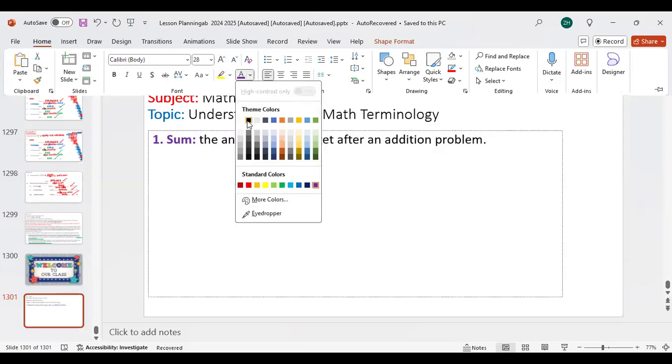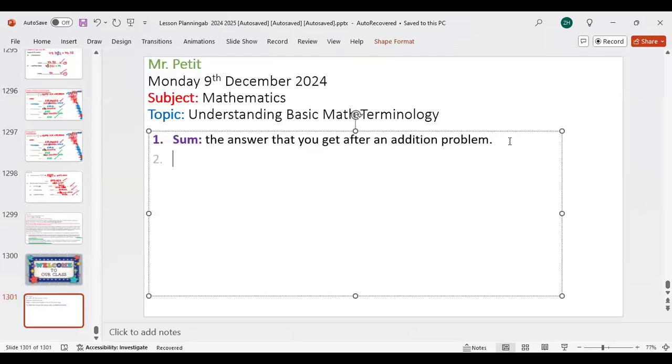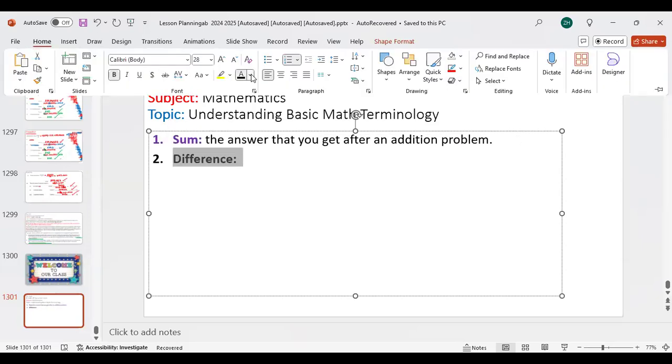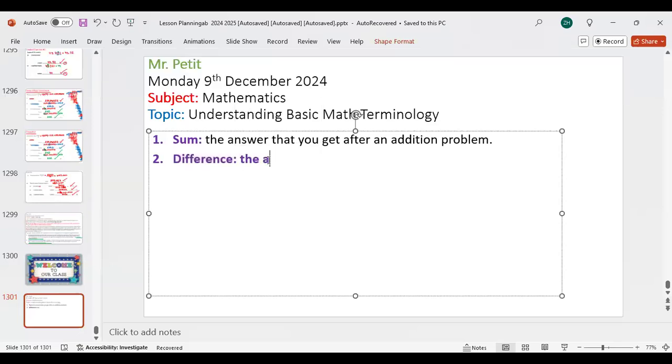Okay. All right, then we have the difference. What does the difference mean? The answer you get after a subtraction problem. Very good. So the difference is going to be the answer that you get after a subtraction problem.